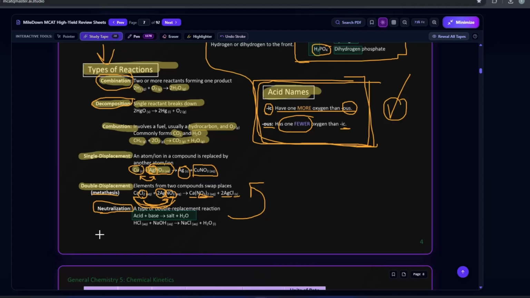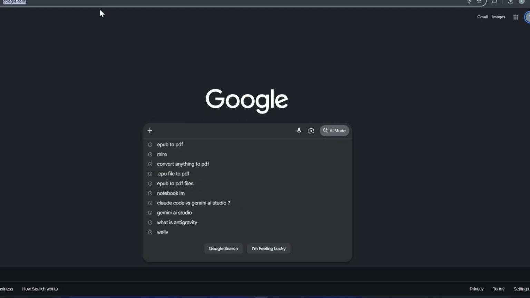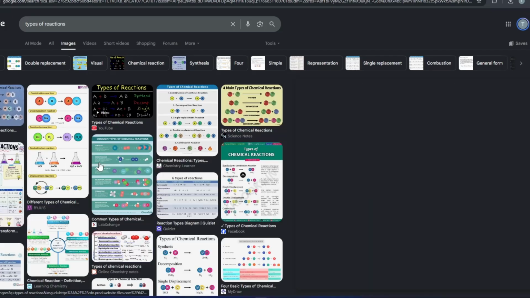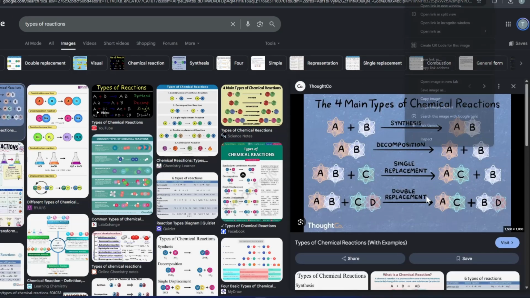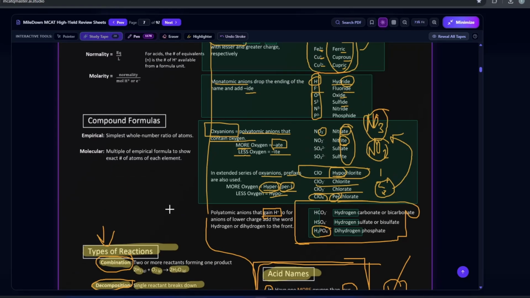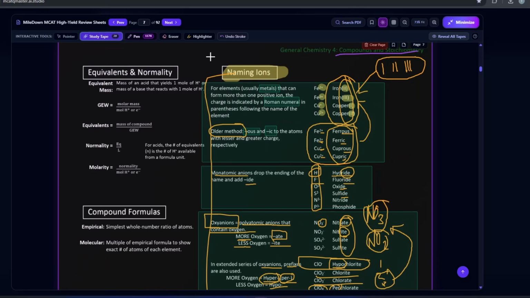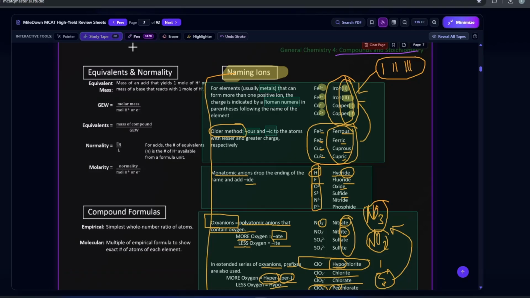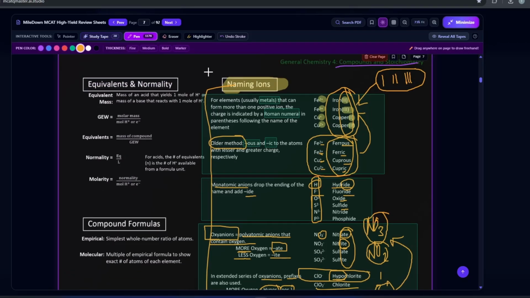If you don't know the general formulas, you can also just look at any of these images under types of reactions, and they can help you understand single displacement, double displacement, synthesis, and decomposition reactions. Okay, so now that that is over, the harder part of this chapter is actually understanding equivalence and normality, and compound formulas. It's not hard to understand these formulas, but the harder part is doing the practice questions for them. So I'll probably show examples soon after I go through the definitions.